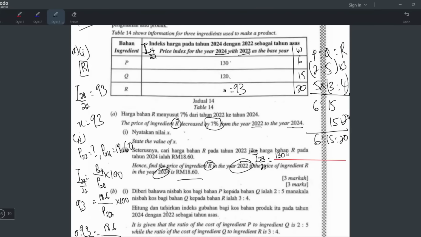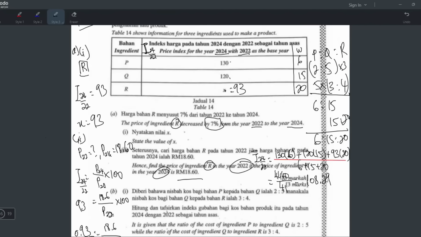130 times the corresponding weightage 6, plus the next one 120 times 15, plus 93 times 20. Divide by the total weightage, 6 plus 15 plus 20. Okay, all right. Time to press the calculator. So what do you get? 4440 atas, and then bawah will be 26 plus 15, 41. And when you divide, you get 108.29.